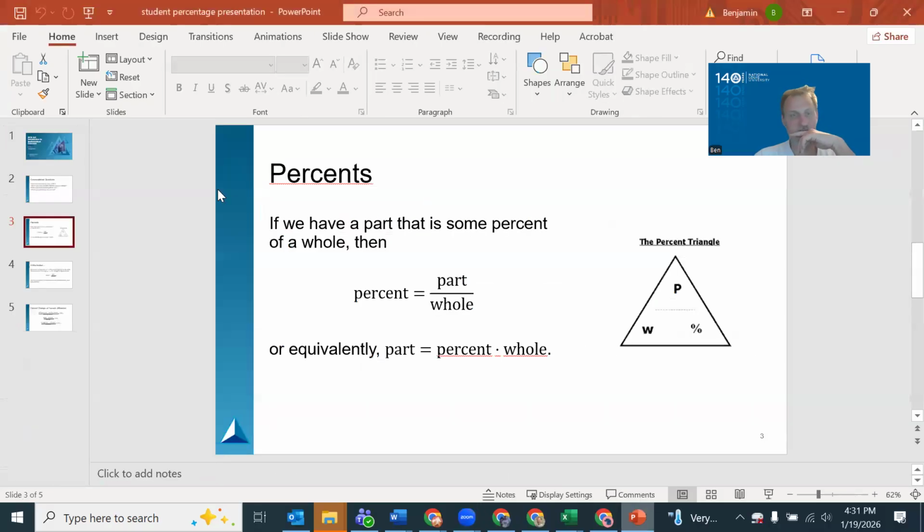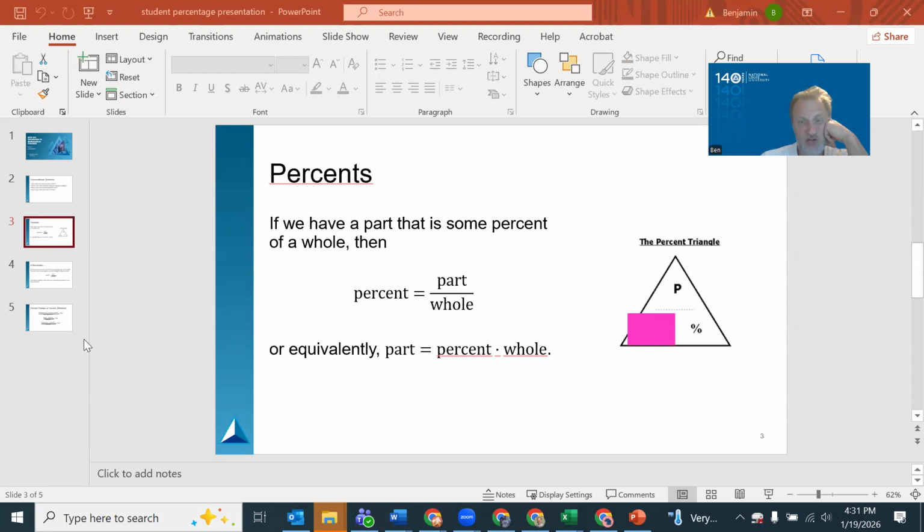I'm going to go back to my notes. I'm going to cover up the part that I am looking for. What I'm looking for is the whole. I know the part, I know the percentage. So it turns out I need to take the part divided by the percentage.